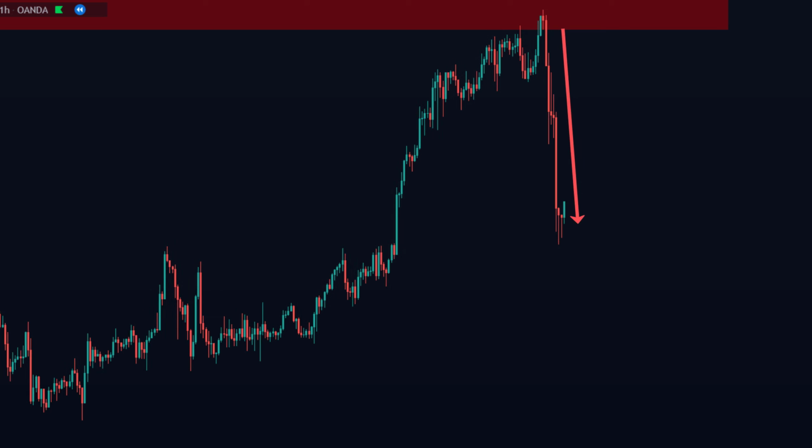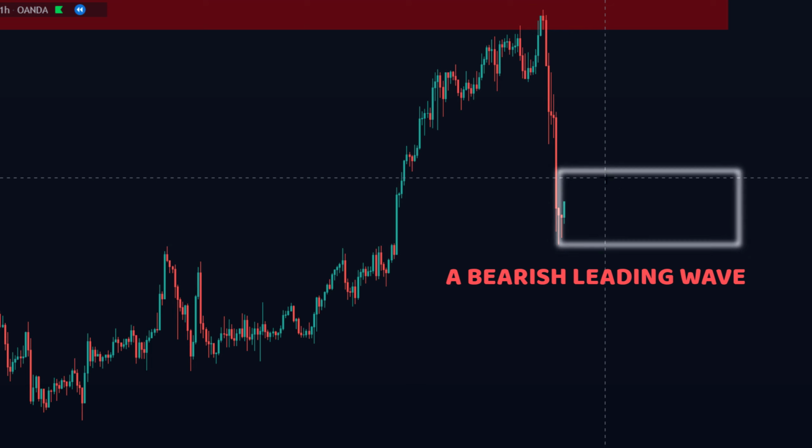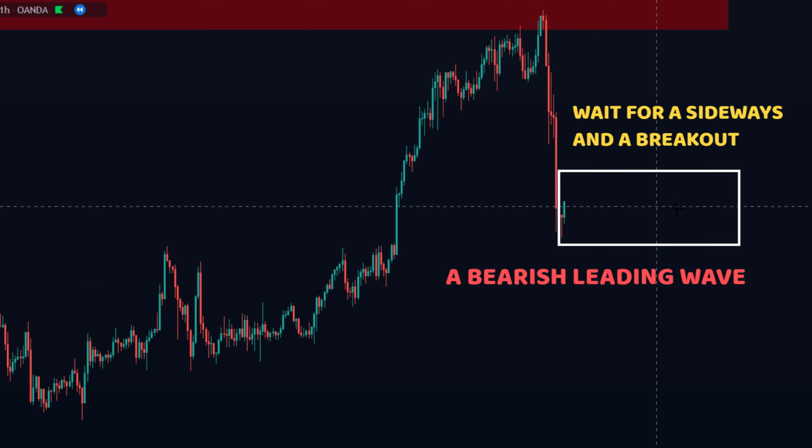Here we have a strong downward leading wave. We can see clearly that this red candlestick declined dramatically like this. So here is our scenario. Because there was an uptrend before and there was a downtrend wave, we're going to wait for a consolidation at this zone, then break downwards.